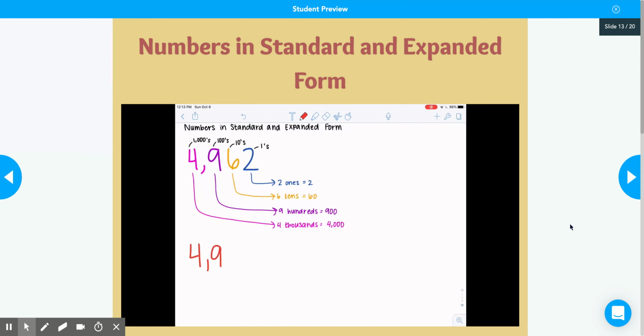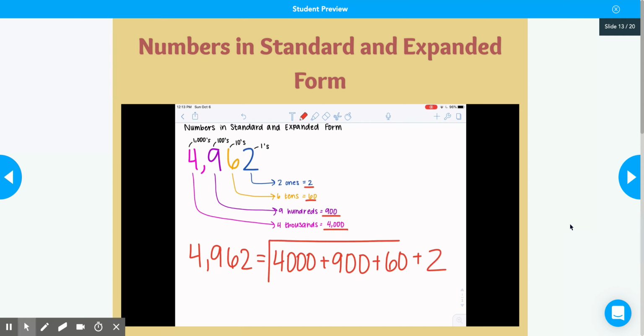So putting this number in expanded form means writing out the sum of all these numbers. So 4,962 equals 4,000 plus 900 plus 60 plus 2. And that's your final answer.